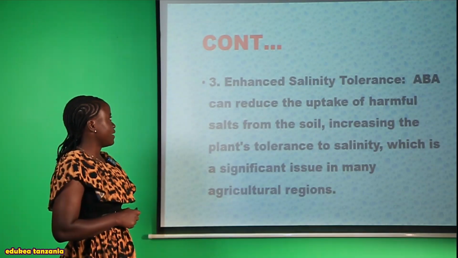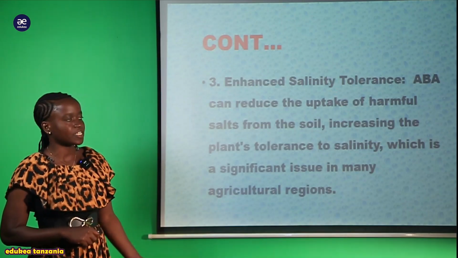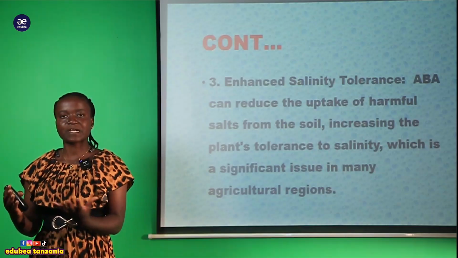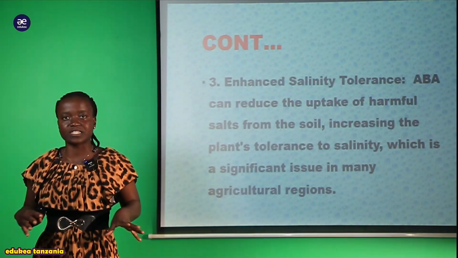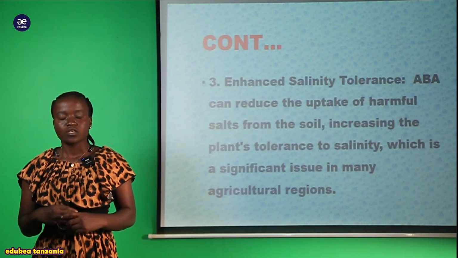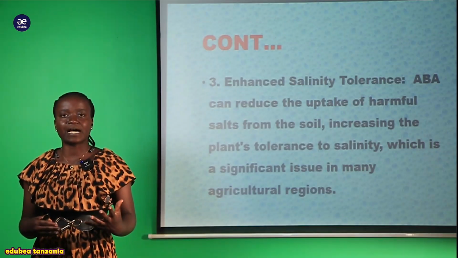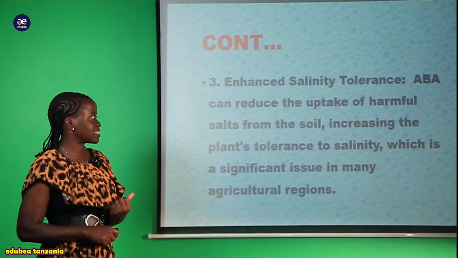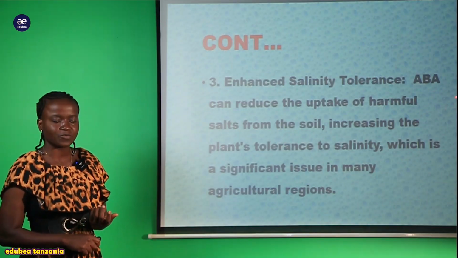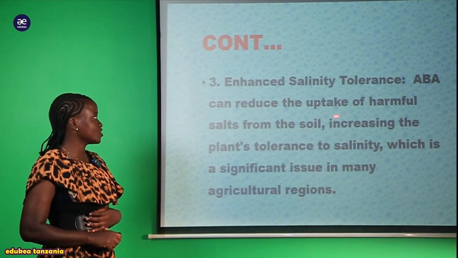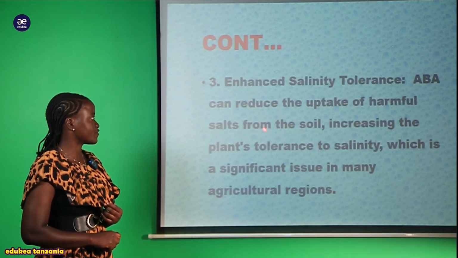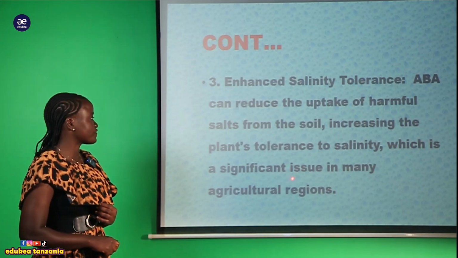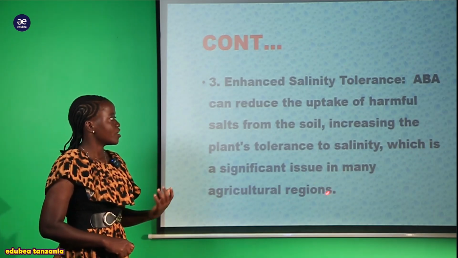And another function here, we can say that it enhances salinity tolerance. That is a stress condition we are talking about. Salty. So within the environment, there is a presence of high salt. So how does the plant survive within an environment which has a lot of salt? Here we are saying that this ABA, or abscisic acid, can reduce the uptake of the harmful salt from the soil, increasing the plant tolerance to salinity, which is a significant use in many agricultural regions.